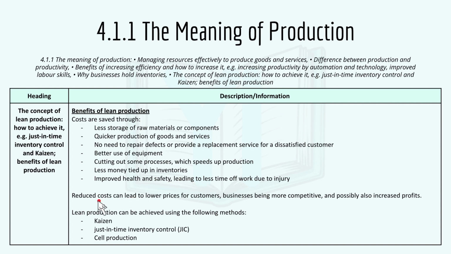Reduced costs can lead to a lower price for consumers or customers, and businesses being more competitive and possibly also increase profits. And lean production can be achieved using the following methods: Kaizen, just-in-time inventory control or JIT, or cell production, which we'll look into now.